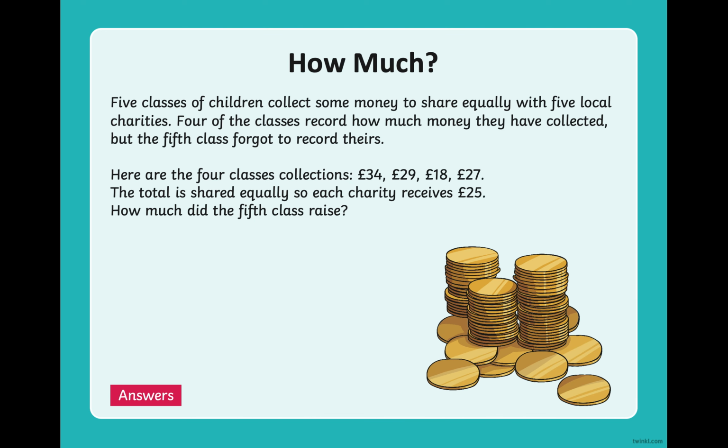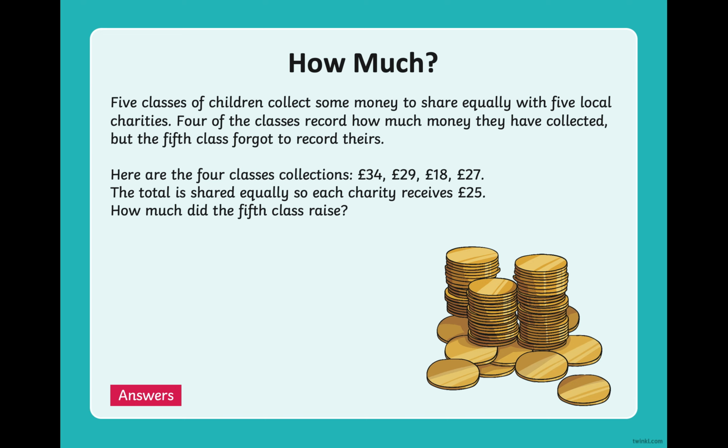Okay, now a word problem. It says 5 classes of children collect some money to share equally with 5 local charities. 4 of the classes record how much money they have collected, but the 5th class forgot to record theirs. Here are the 4 classes' collections. The total is shared equally, so each charity receives 24 pounds. How much does the 5th class raise? Now, as you can see, we have 5 classes, and 4 of them know how much they collected, 1 of them doesn't.